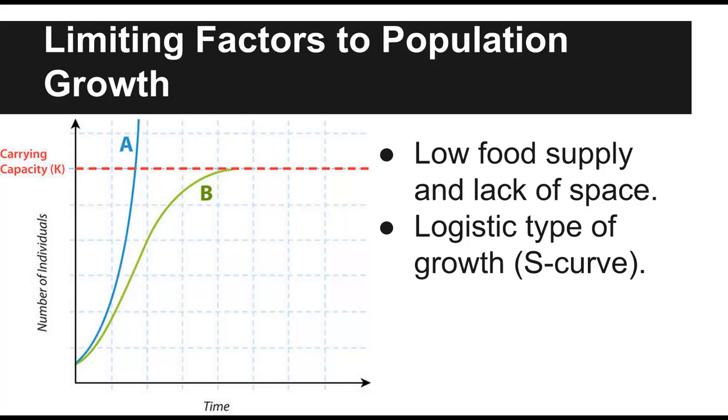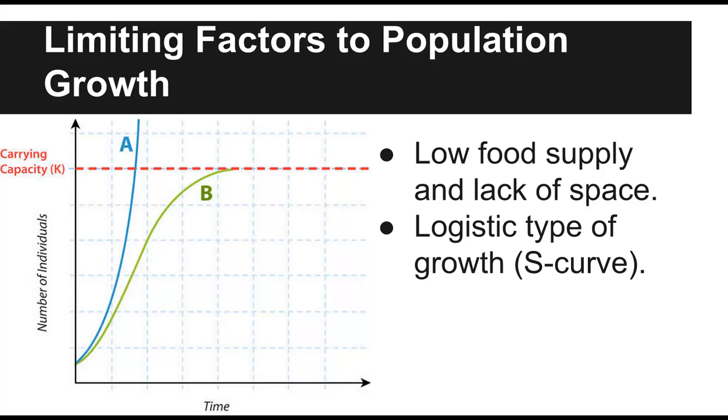Limiting factors to population growth. For a population to be healthy, factors such as food, nutrients, water, and space must be available. What happens when there are not enough resources to support the population? Limiting factors are resources or other factors in the environment that can lower the population growth rate. Limiting factors include a low food supply and a lack of space.